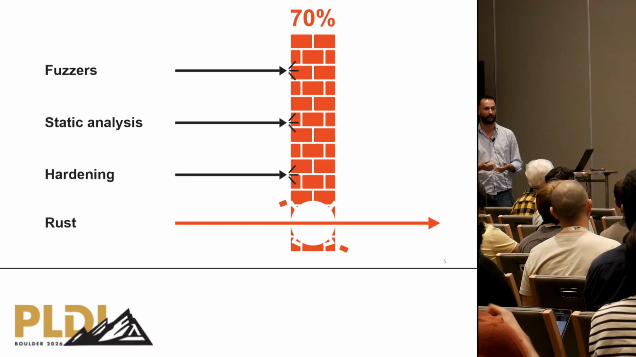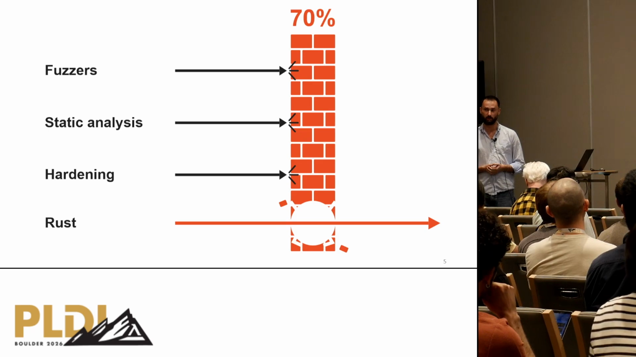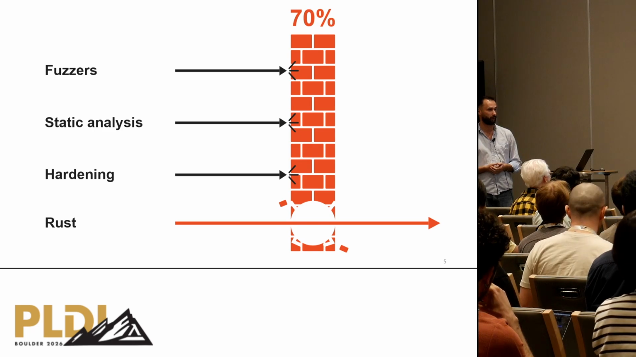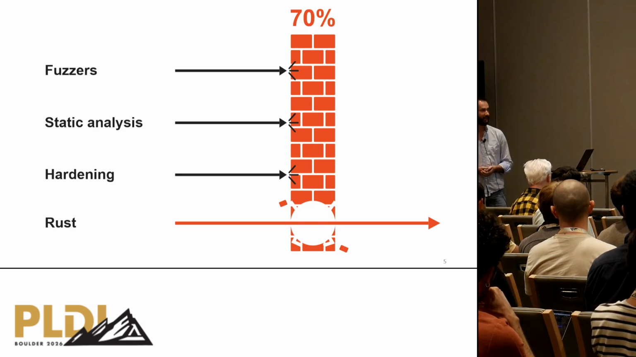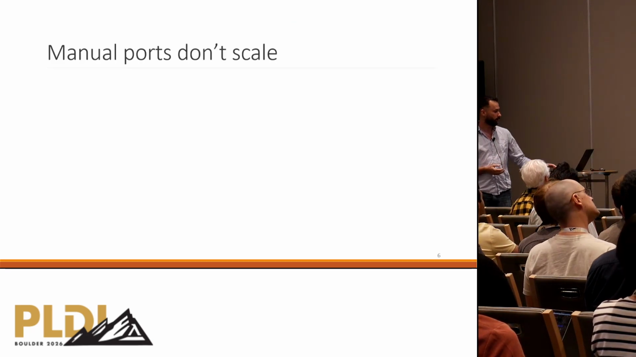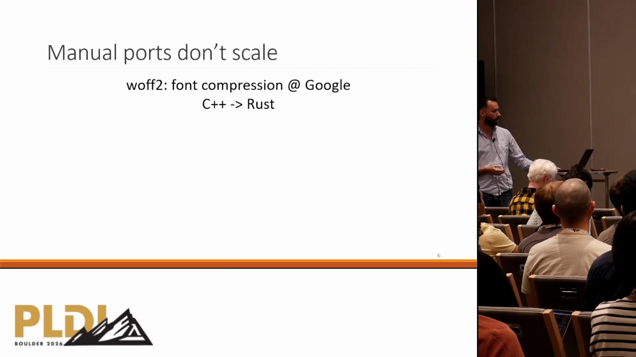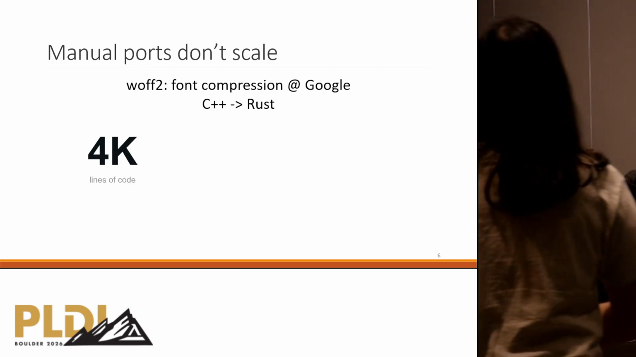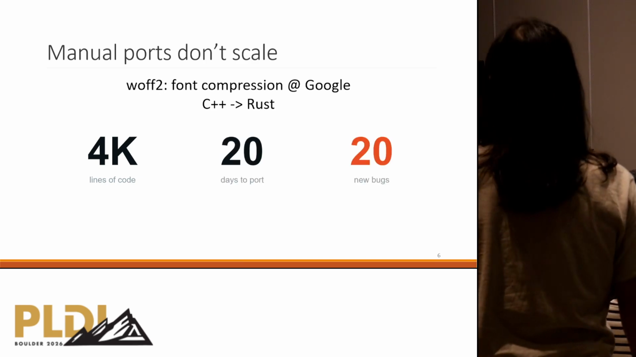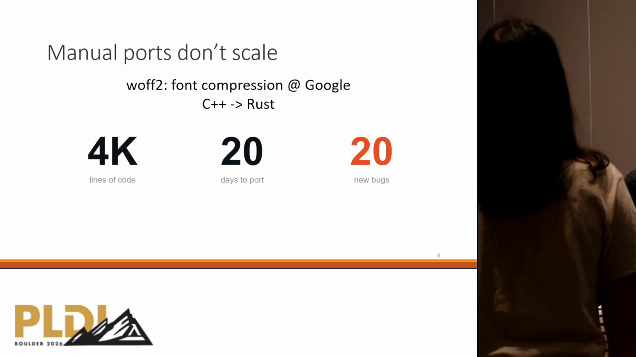And this is exactly what happened in the industry, because people started to adopt memory safe languages, which is good, because this eliminates an entire class of memory safety vulnerabilities by construction. However, this is not free. Google, for example, reported that for manually translating WOFF2, a font compression library of around 4K lines of code from C++ to Rust, it took 20 days, and in those 20 days, they added 20 bugs that were not present in the original application. So imagine this, 20 days and 20 bugs.